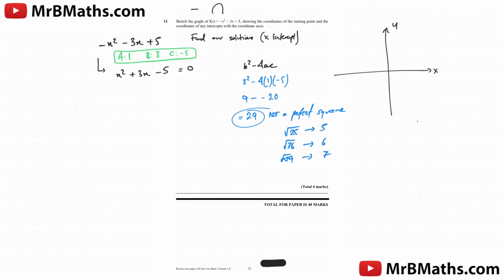complete the square. So to complete the square, we're going to have x squared plus 3x. We're going to leave a gap. We're then going to move that minus 5 over to the right hand side, which is going to make it a plus 5.